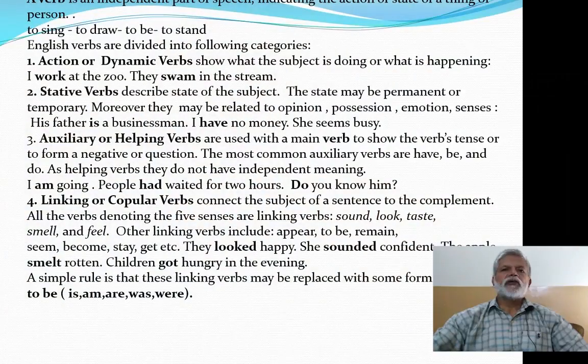Well, students, it's our next grammar lecture, and as I told you, in this lecture we would be doing verb. So first, a simple definition of verb.